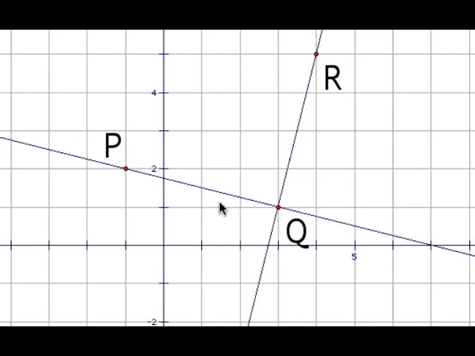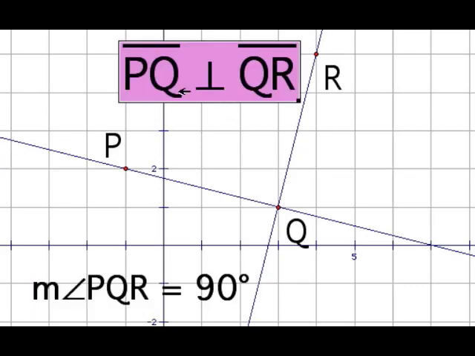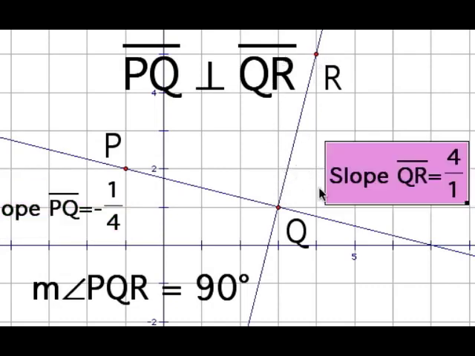So here's another quick example. We're looking at line segments PQ and QR. Once again, if we measure angle PQR, this angle here, we find that the measurement is 90 degrees. That means that line segment PQ is perpendicular to QR. Now if we consider the slope between points P and Q, then we go down 1 and over 4 this time. So the slope is negative 1 over 4. And if we consider the slope between points Q and R, we go up 4 and over 1. So this time the slope is 4 over 1. And once again, we're going to leave it as 4 over 1, not shorten it to 4.